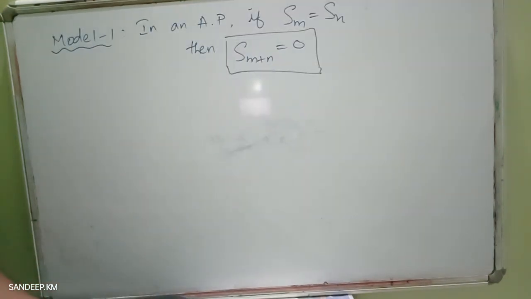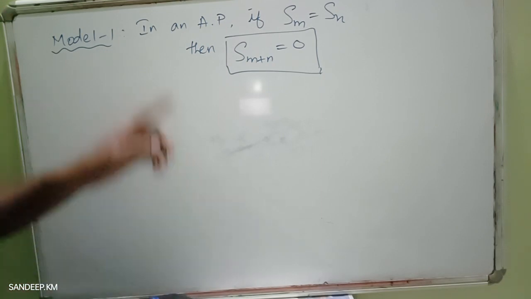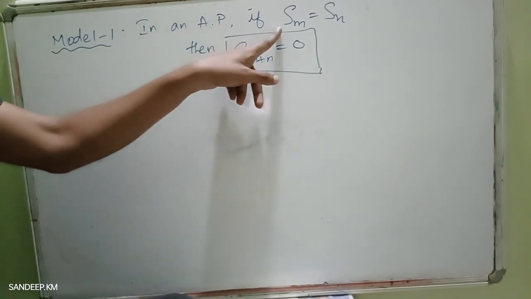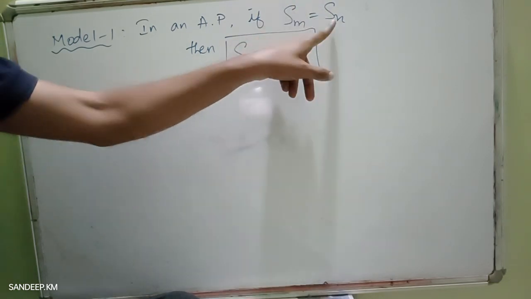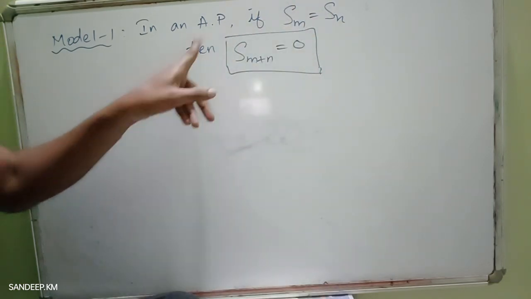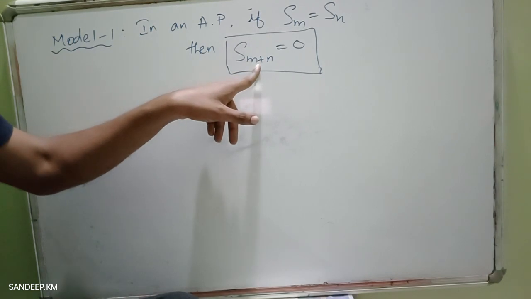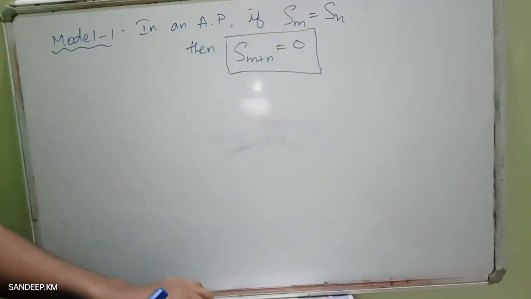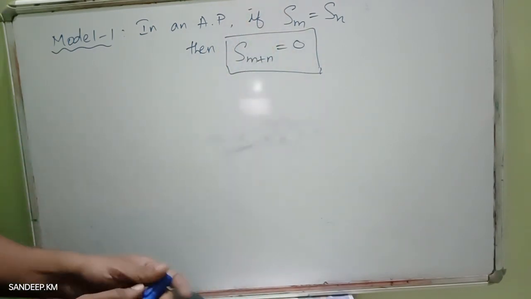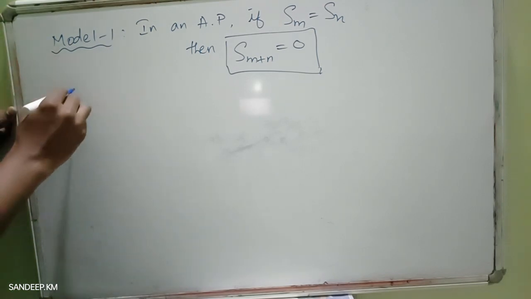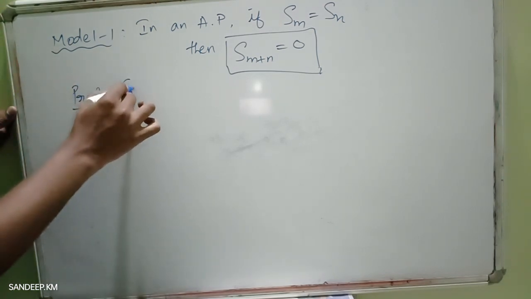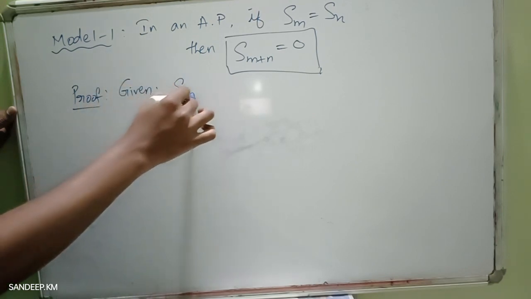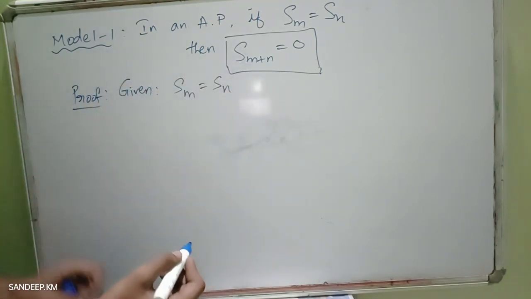Well, first model: in an AP, if the sum of first m terms is equal to the sum of first n terms, so Sm is equal to Sn, then we can directly say that the sum of first m plus n terms is equal to 0. Let us see the proof of it. Let me prove it step by step. It is given that the sum of m terms is equal to the sum of n terms in an AP.